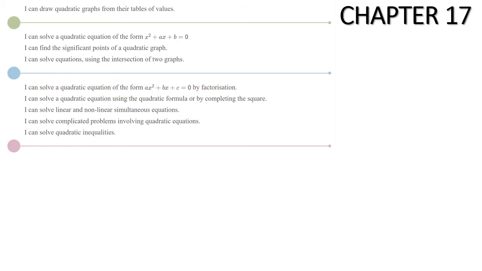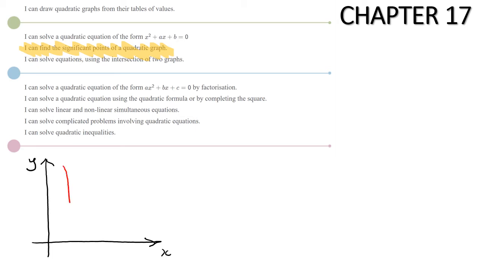Okay, you need to be able to find significant points on a quadratic graph, and the significant points on a quadratic graph are these. So this is the x and y axis. Let's just do a quadratic. We need to be able to find the coordinate of the minimum point. That's a significant point. So what's the coordinate of the lowest point down there?